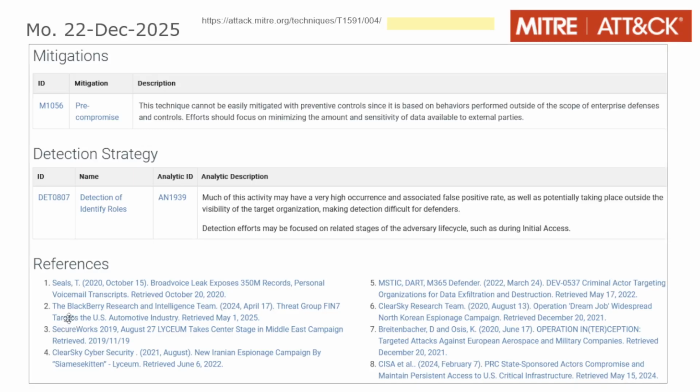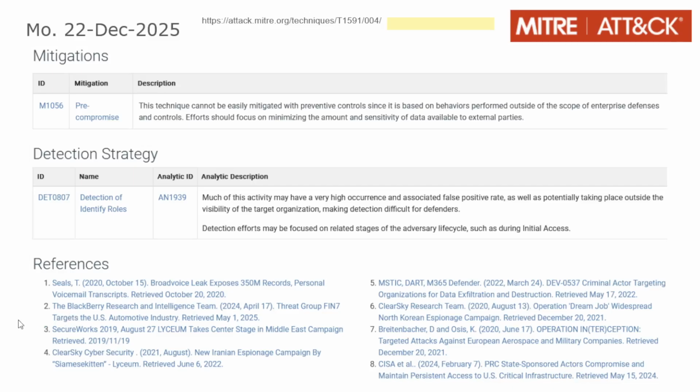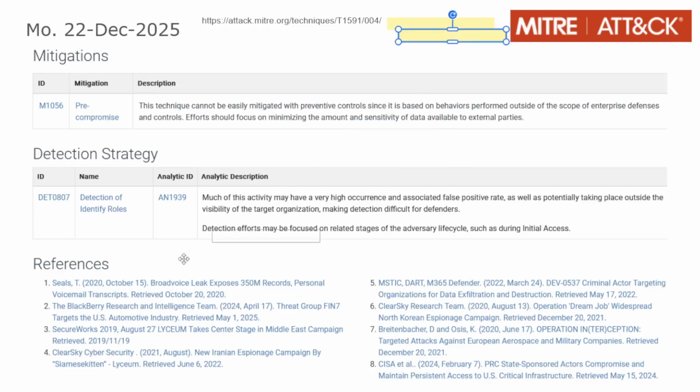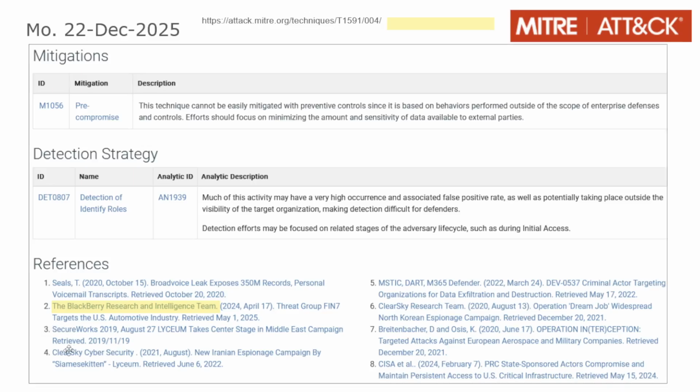But they have more references this time. If they only have one reference, as in the last video, it's a bit weak. But here you have again Seals, this 300 million record stuff, we had that. BlackBerry research. I didn't know that these guys even had a research team. Let's mark those. That's interesting. So BlackBerry, I know them for the phones, right? But ever since the iPhone is on the market, the BlackBerry doesn't play a big role anymore. SecureWorks, okay, ClearSky again, Mystic again, another ClearSky.